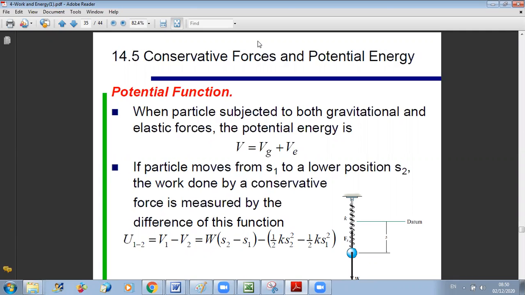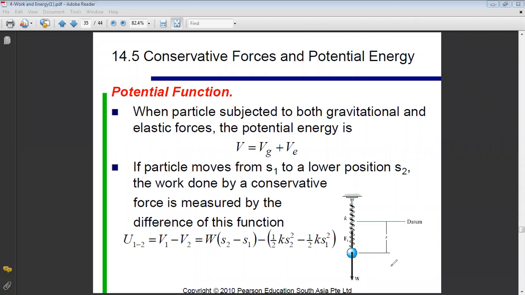But we already know that the work of the weight is minus W delta Y if Y is upward, and plus W delta Y if Y is downward. Here, since you choose the reference S-axis downward, what will be the work of the weight? It will be plus W delta S. So this term represents the work of the weight. And for the work of the spring, it's minus half K S2 squared plus half K S1 squared. So when you take the minus inside, it will be plus.